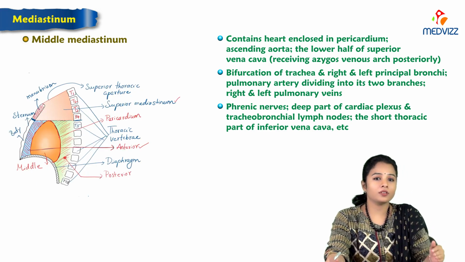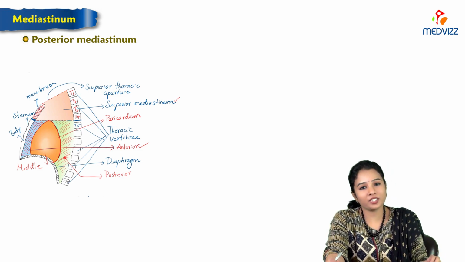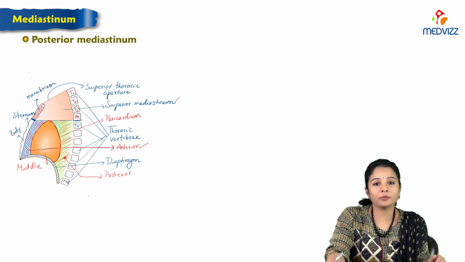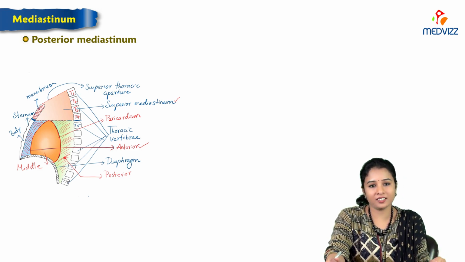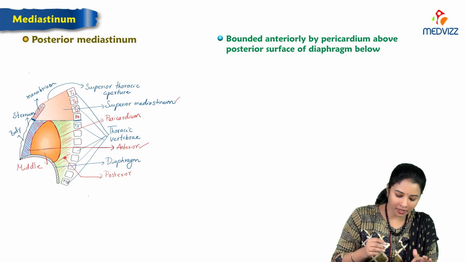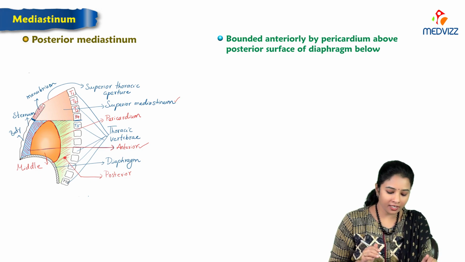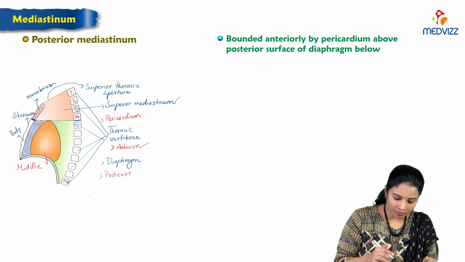So let's talk about the posterior mediastinum. We are left with only the posterior mediastinum, but it is very important because many contents are there. The posterior mediastinum is bounded anteriorly by the pericardium. So the green shaded area is the posterior mediastinum.